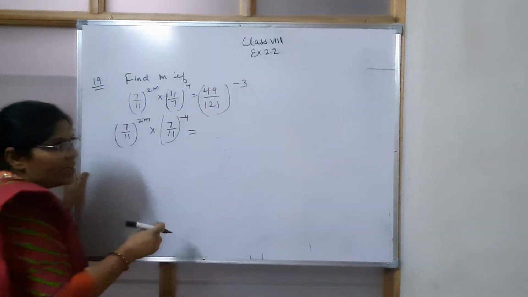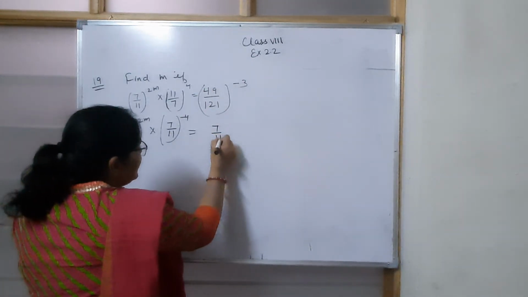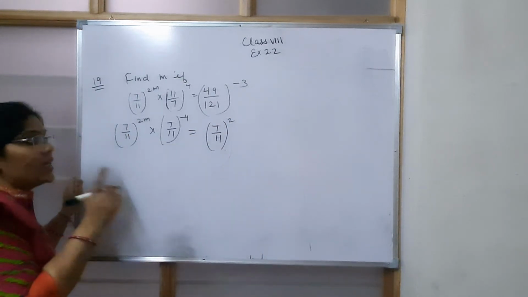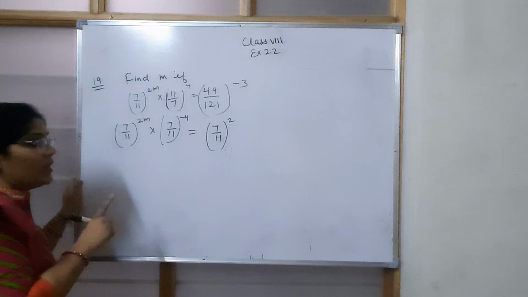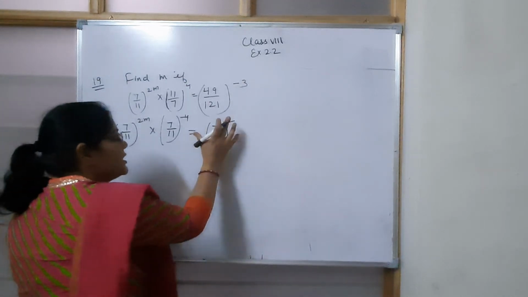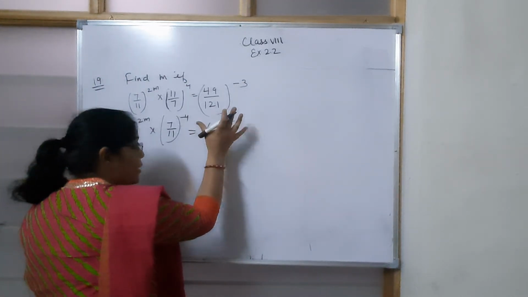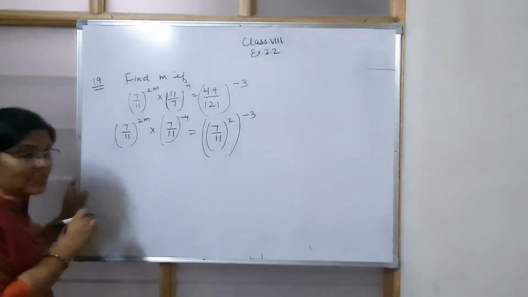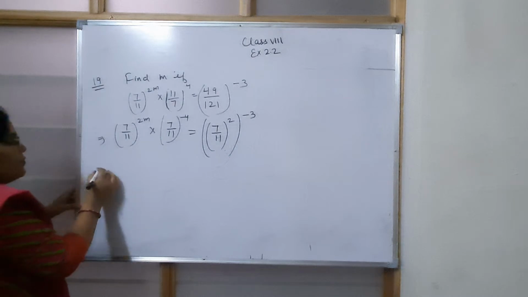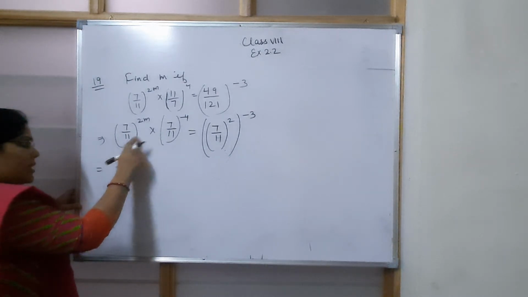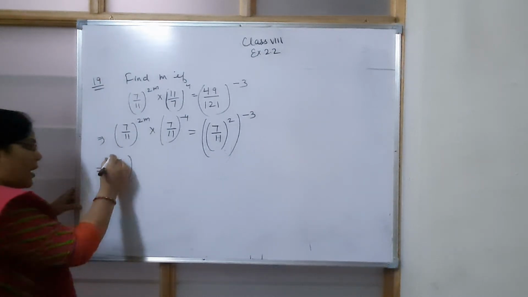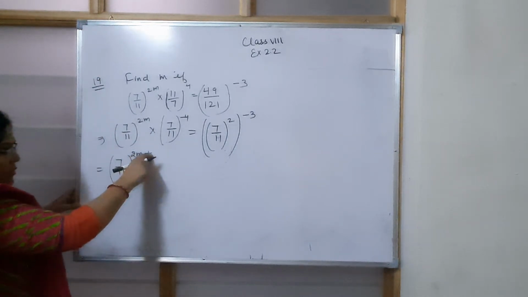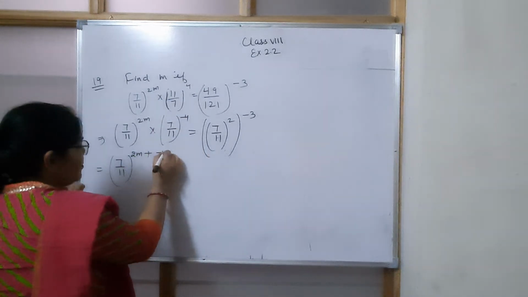And what about 49 upon 121? This can be written as 7 upon 11 raised to the power 2. Remember, 49 upon 121 is 7 upon 11 raised to the power 2, and on it we have the power minus 3. Now, can we apply the law of exponents here? Bases are the same, multiply sign is there, so powers will be added. First power added, so I put a plus sign, and then our second power.